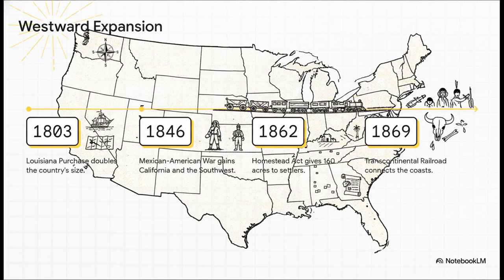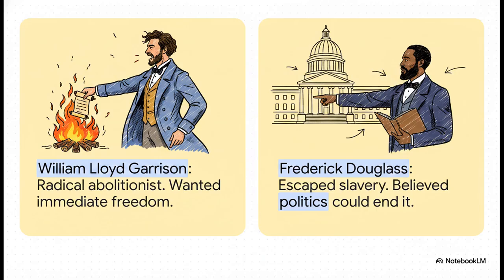massacres and removals. Now, what's really interesting about this next slide is how two of the most famous abolitionists approached this deeply unpopular movement completely differently. William Lloyd Garrison was a radical white abolitionist who relied heavily on moral persuasion. I mean, the guy literally burned the U.S. Constitution in public, calling it a covenant with death because it protected slavery.